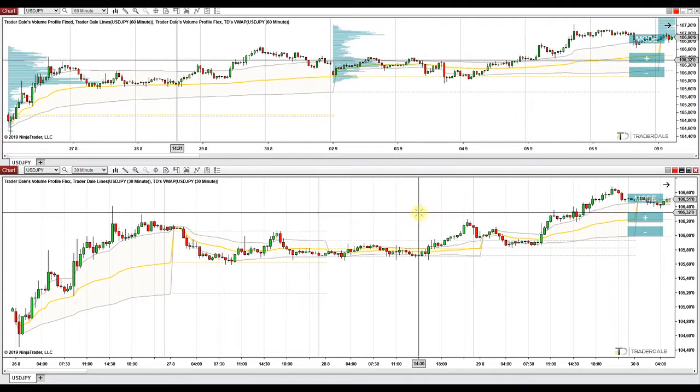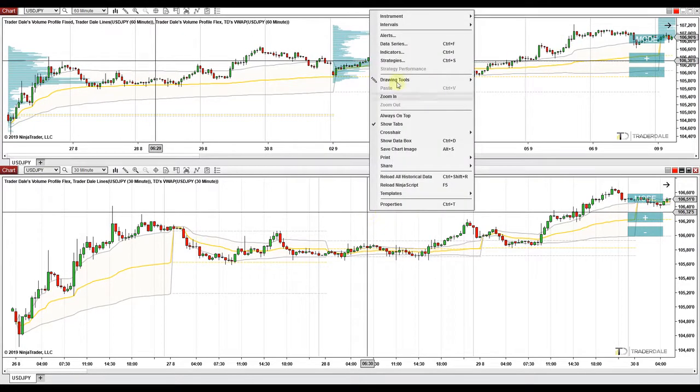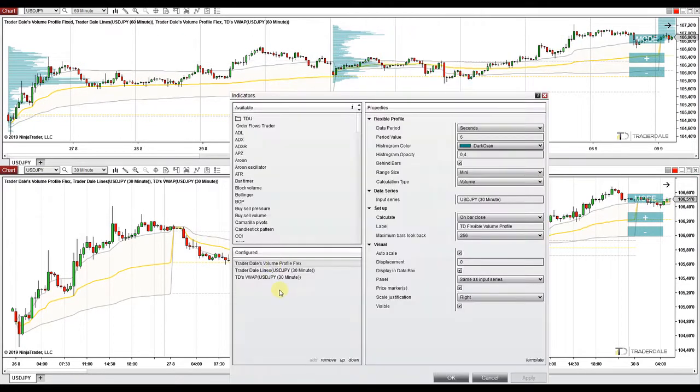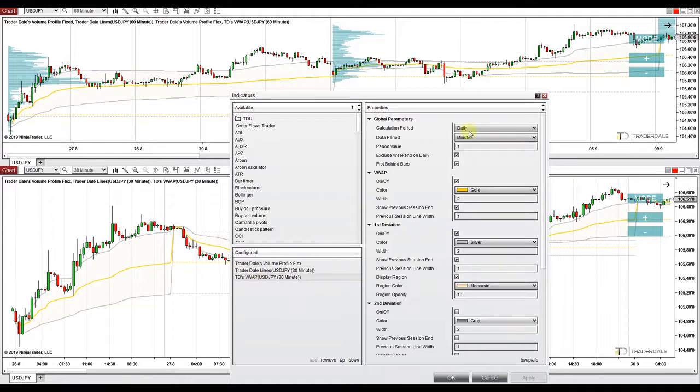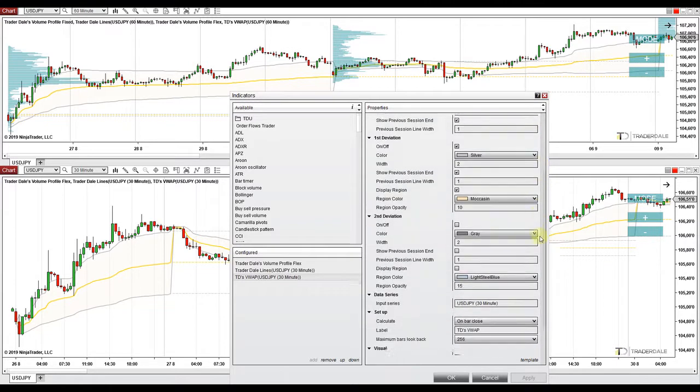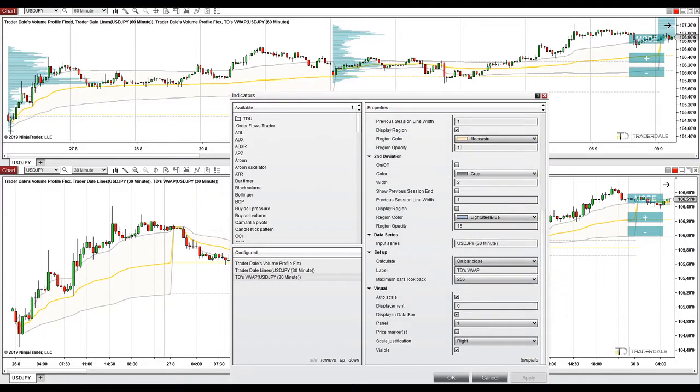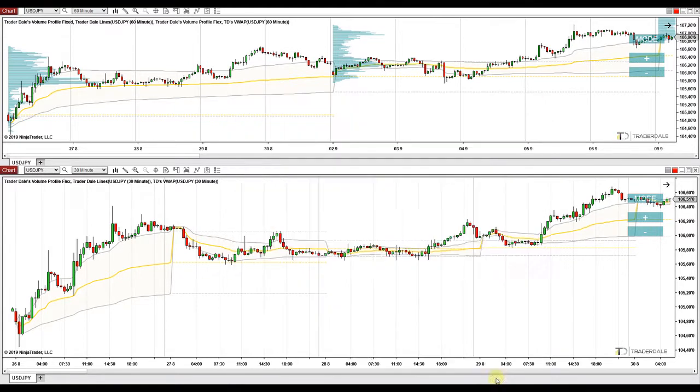In here I use the flexible volume profile, and if I go into the indicator settings, then you can see that the VWAP is a daily VWAP. Period value is 1 minute. All the other settings are default settings apart from the second deviation of the VWAP, which I disabled because I don't really use it. So that's the only thing which is different from the default settings.